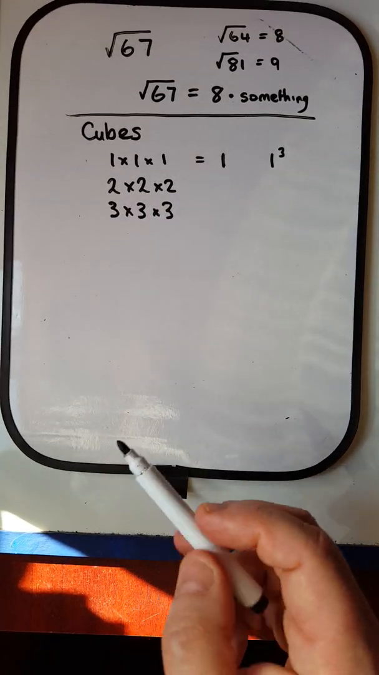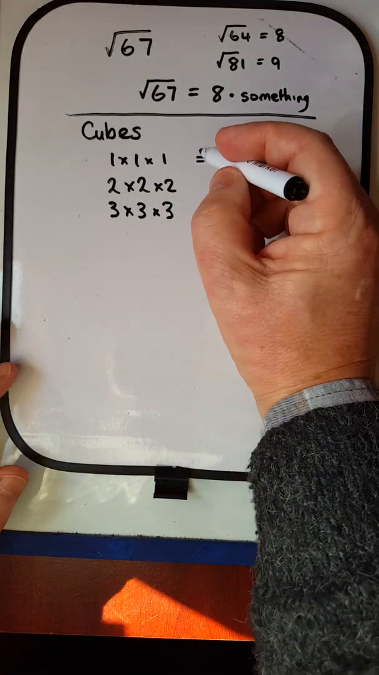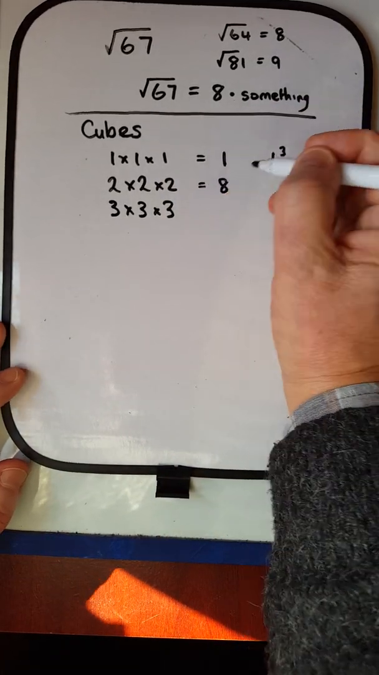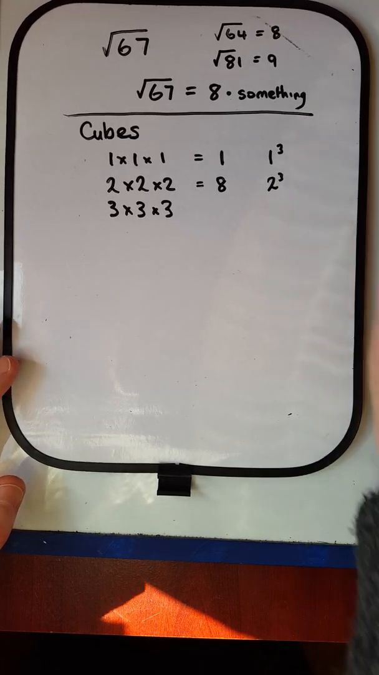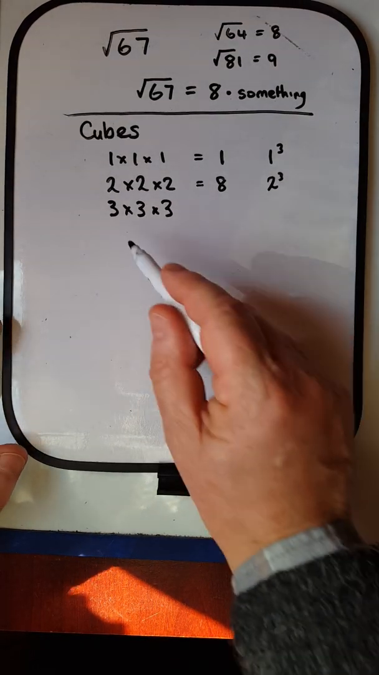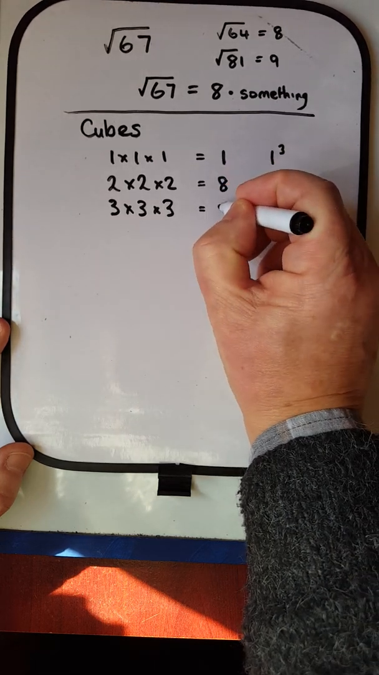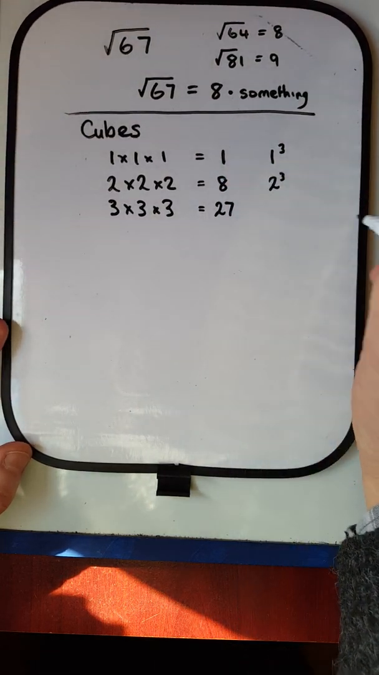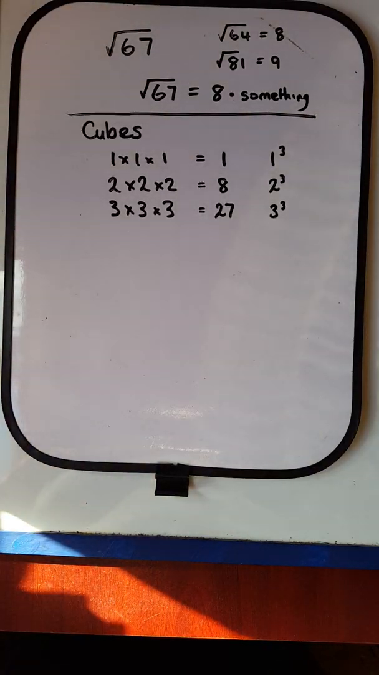2 cubed is not 6. 2 times 2 is 4. Now times that by 2, and the answer is 8. Okay, so 2 cubed is 8. Now these numbers get very big very quickly. 3 times 3 is 9. Times that by 3 makes 27. So 3 cubed is 27. You see it's going up pretty fast now.